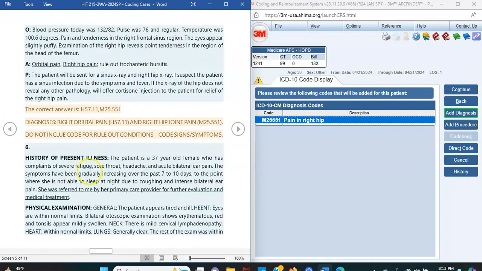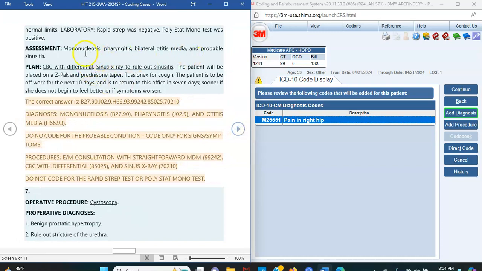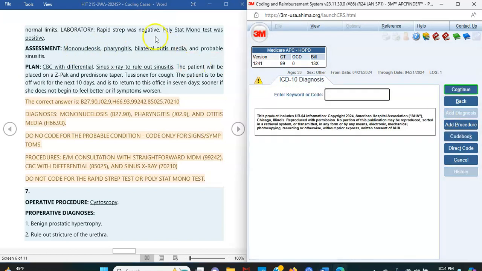So here's kind of what the patient's been saying. Here's an important part. She was referred to me by her primary care provider for further evaluation and medical treatment. So this is like a consult appointment, and I think on this one we are coding the procedures or services. So that's important to know. Here's her physical exam. We're really going to look back at this. So let's start with our diagnosis of mononucleosis. Looks like she had a positive mono test here.